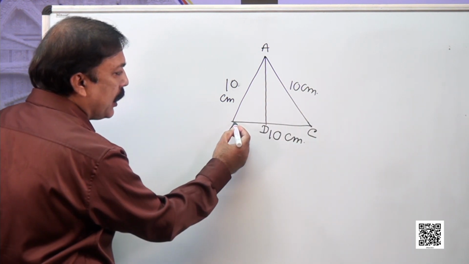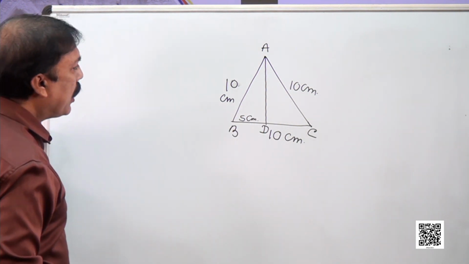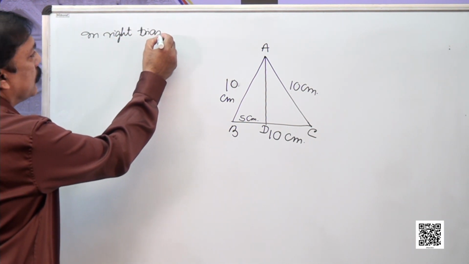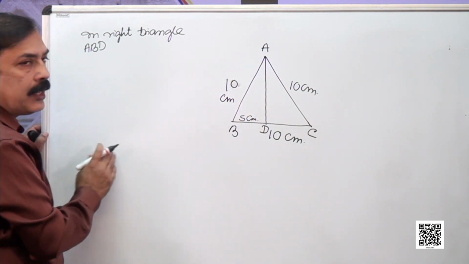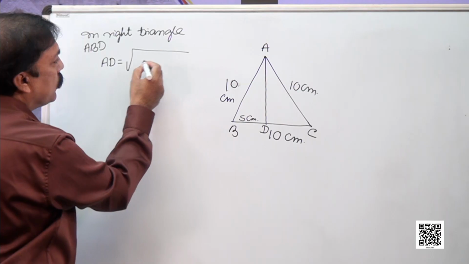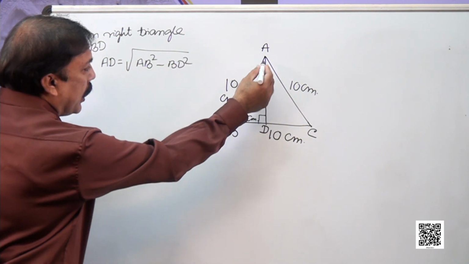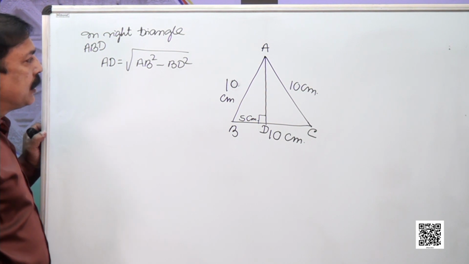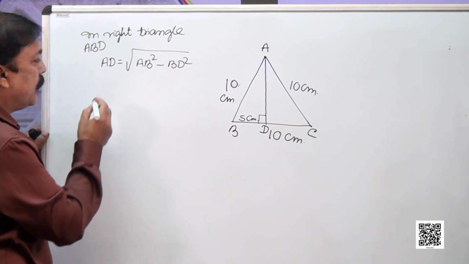As AD bisects BC, then BD is 5 centimeter. Now you see, in right triangle ABD, by using Pythagoras theorem, we can say that AD is equal to square root of AB square minus BD square, because in right triangle ADB, AB is the hypotenuse and BD and AD are the other sides.